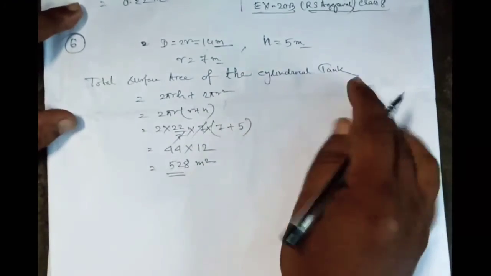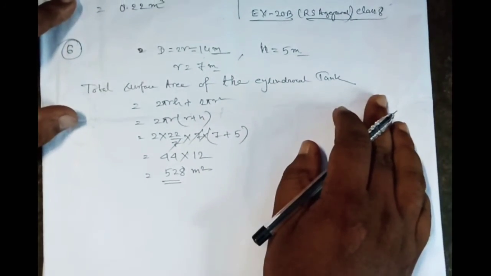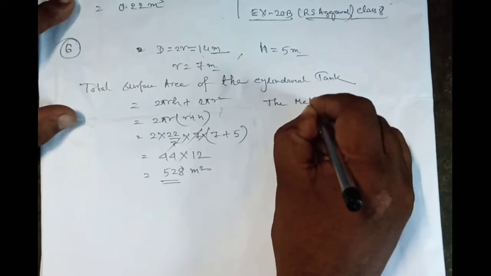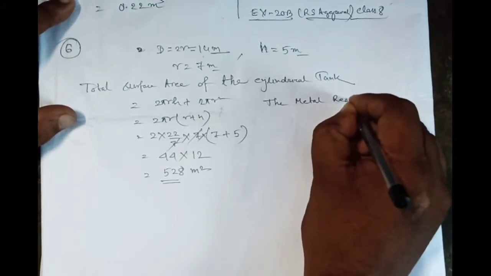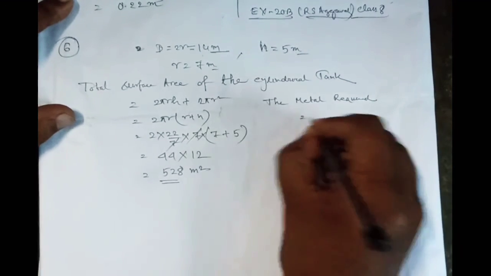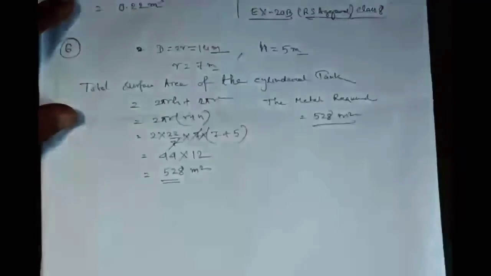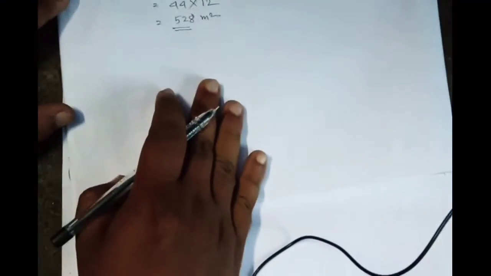So the total surface, the cylindrical metal required, that's equal to 528 meter square. Okay. Next, move to another question.